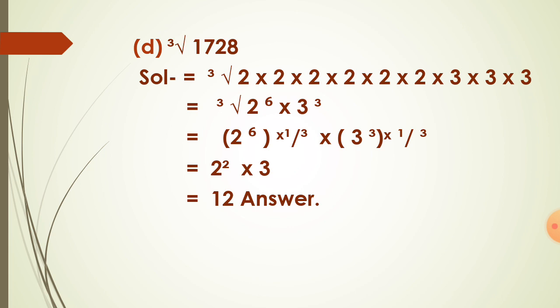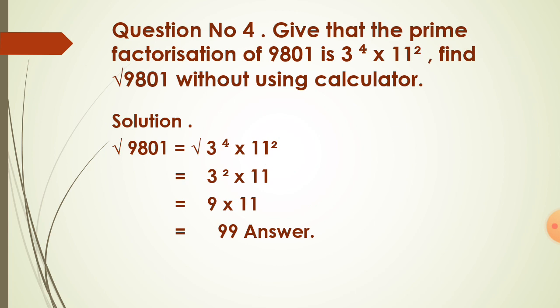And 3 will be cancelled, so the power is only 1, so we simply write 3. We don't write the 1, because we can understand that this is 1 time. 2 squared is 4, 4 times 3 is 12. The answer is 12.